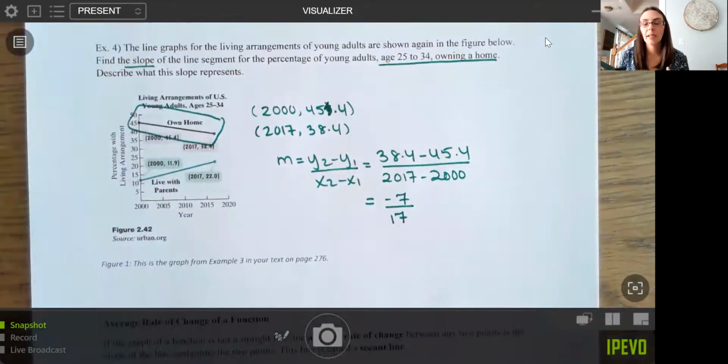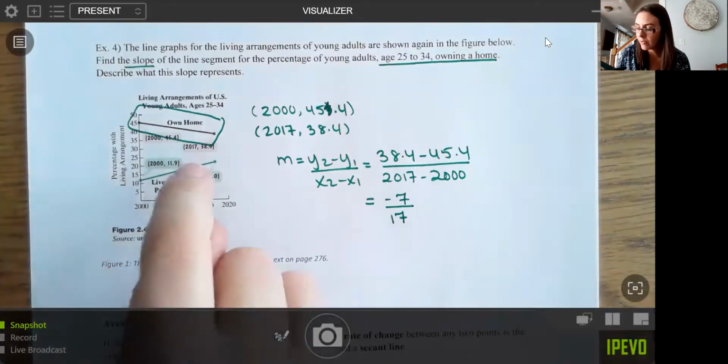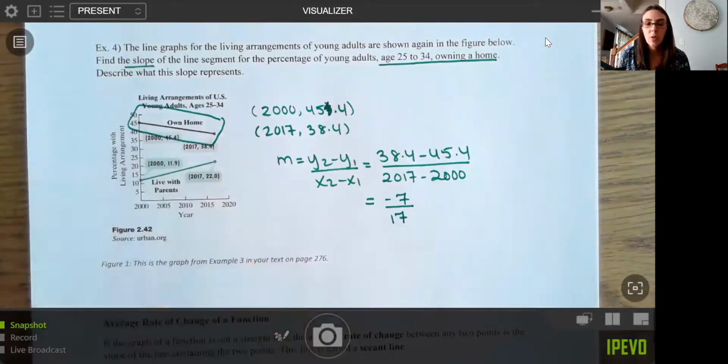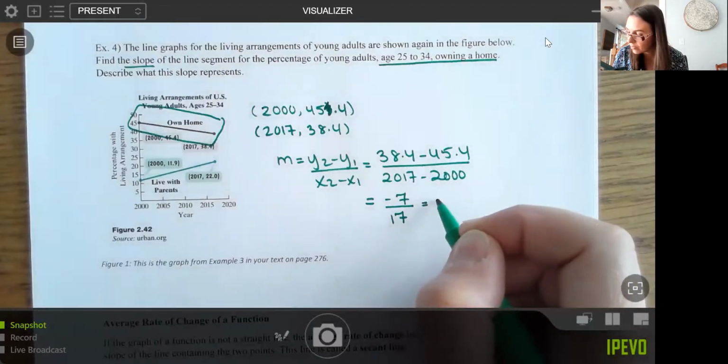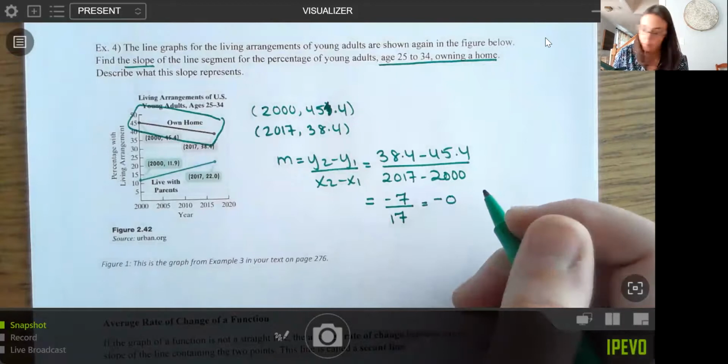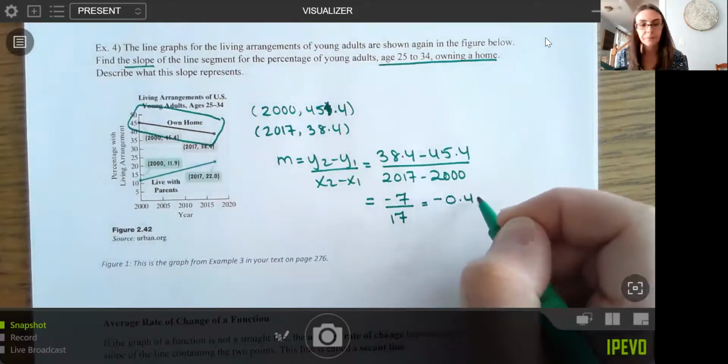Now, normally we like our answers as fractions, particularly with slope. The exception to this is sometimes in word problems. Now, in this case, notice that all my values are given as decimals here. So even though -7/17 is more accurate, it probably makes sense for us to give this answer in decimal form because that's how the data is given to us here. So if I plug this into my calculator, I get that it's about -0.41.